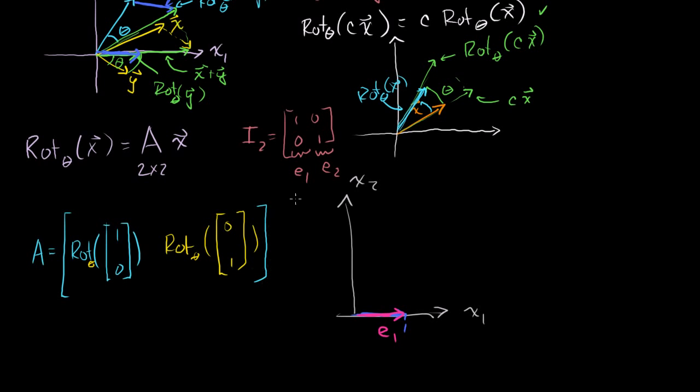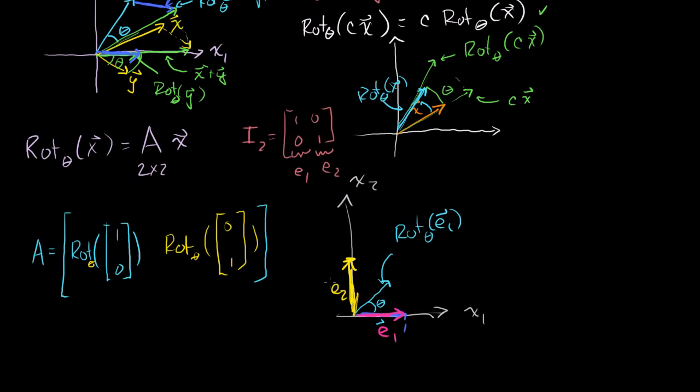Now, let me write what E2 looks like. E2 would look like, I'll do it in yellow, this right here. That's that vector, 0, 1. And this is 1 in our x2 direction. Now, if I rotate E1 by an angle theta, what will it look like? So if I rotate E1 an angle theta, I'll do it in this color right here. It will still have a length of 1, but it'll be rotated like that. And that angle right there is theta. So this right here is the rotation of E1 by theta.